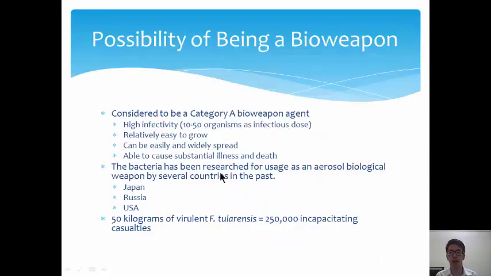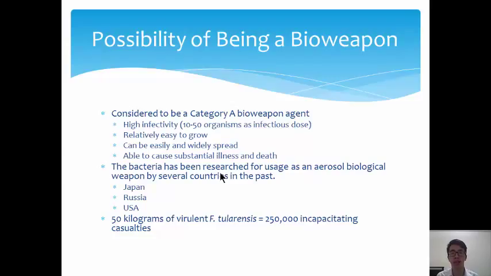A really cool fact about rabbit fever is its possibility of being a bioweapon. It is considered to be a Category A bioweapon agent because of four things. It is highly infective, it is relatively easy to grow, it can be easily and widely spread, and it is able to cause substantial illness as well as death.